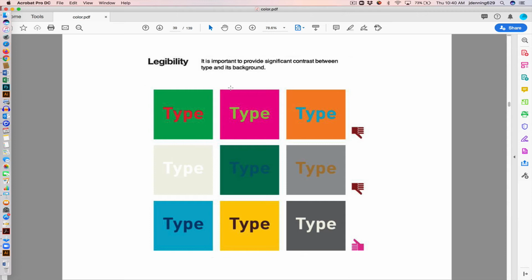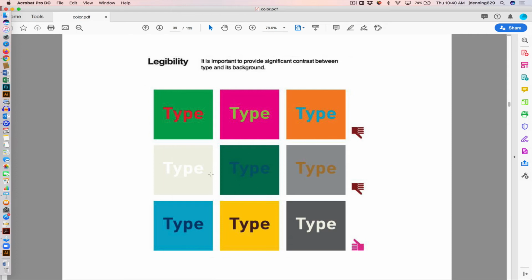Legibility. It's important to provide significant contrast between type and its background. As typographers, we're going to be thinking in terms of type. You might pick a color that you think really communicates something, but then your other goal is to think about legibility, and if the color is taking away from the legibility, then that's something you might need to address.